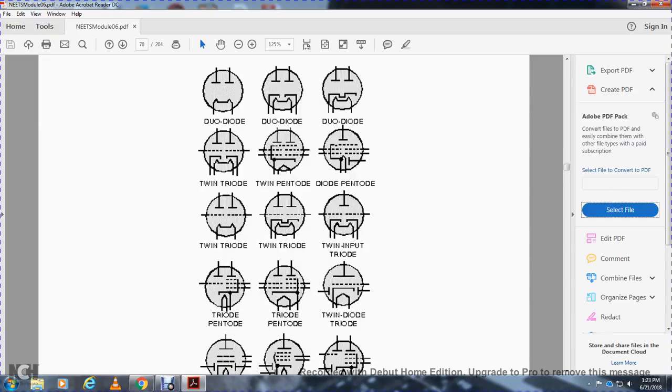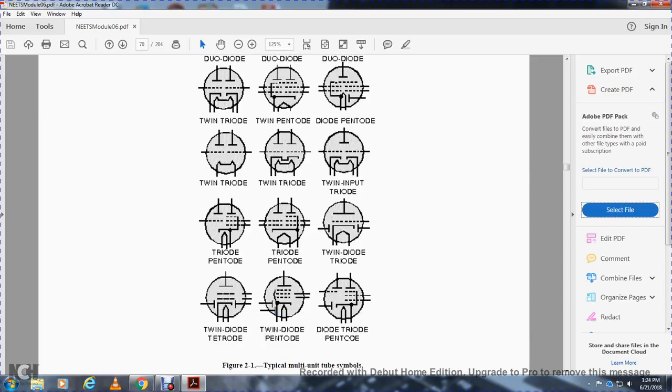Alright, among your multiple unit tubes, you'd have the diode, twin triode, duo diode, twin triode, twin pentode, twin triode, twin input twin triode, pentode triode diode, twin diode, twin tetrode, twin diode pentode, twin pentode, twin diode triode pentode.